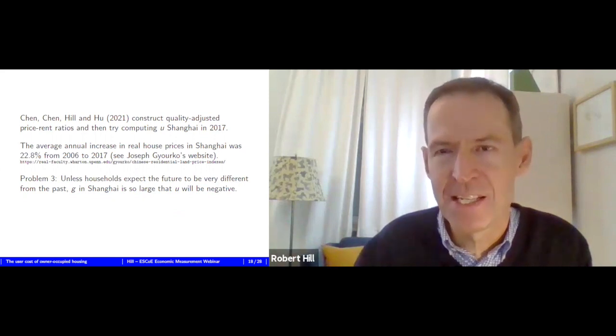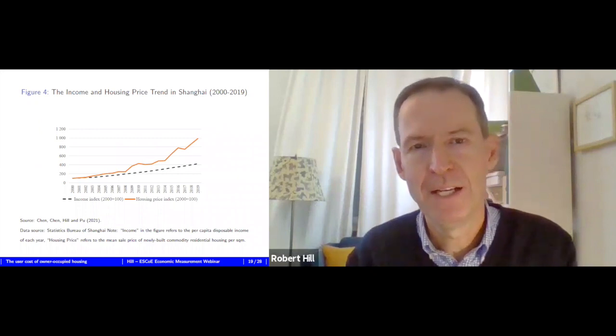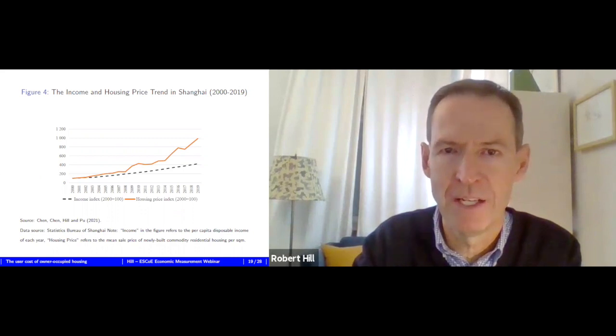The assumption here is that if households are expecting that past trend to continue, then their perceived user cost will be negative. We're not saying what the user cost actually is; what matters here is perceptions. If households extrapolate the past trend, they will expect large capital gains, so from their perspective, the user cost of owner occupying is negative. And here you see from our paper a price index showing how strongly house prices were rising in Shanghai over this period.